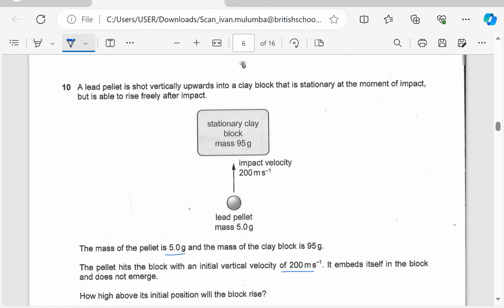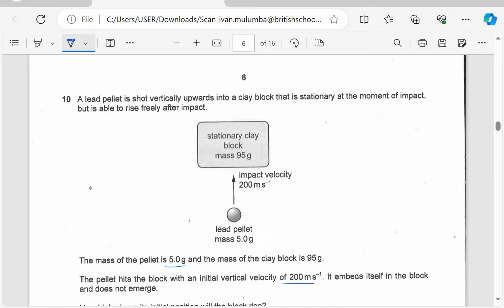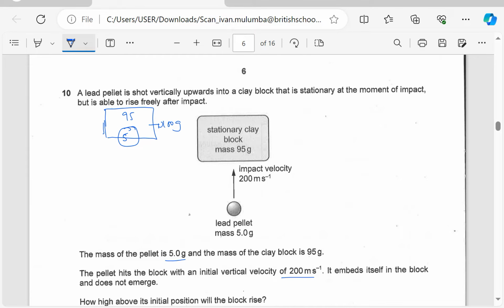So before collision, and let's say after collision, this is what we expect. The pellet is embedded into the block. That means the total mass here is going to be 5 plus 95. So it is now a system whose mass is going to be 100 grams. But before the collision, remember, it's only the pellet which is moving with a velocity of 200. Let's say as soon as they collide, the system starts moving upwards with initial velocity u. Of course, as it goes upwards, u decreases because it's moving against gravity.